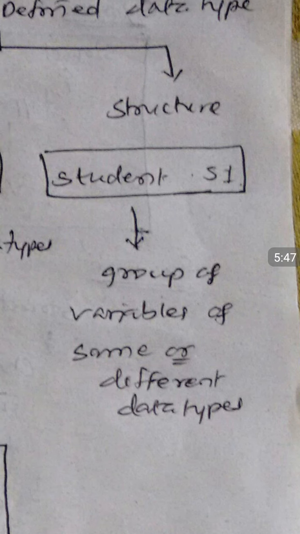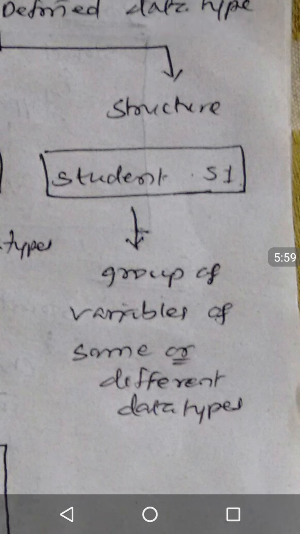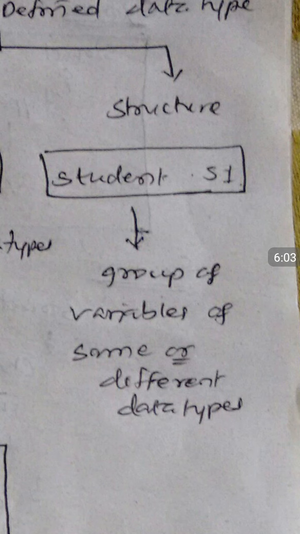Student is the data type, that is a user defined data type, and the variable we have used in the earlier case is num. Same way we use a variable name called s1. So s1 is the variable of the type called student. Here I have given an example: structures are used for storing dissimilar or similar types of data.